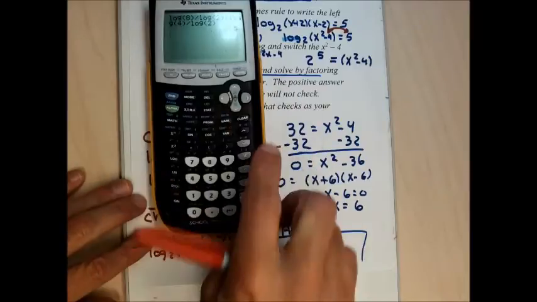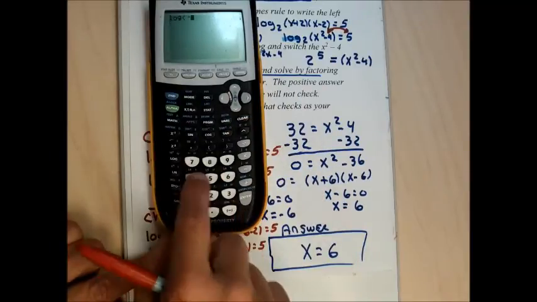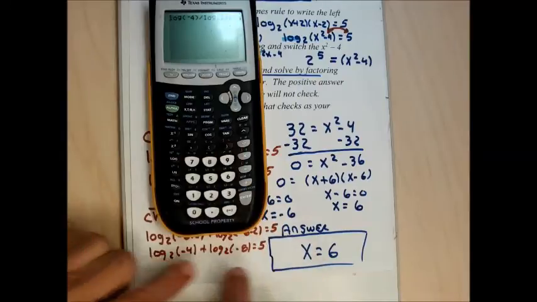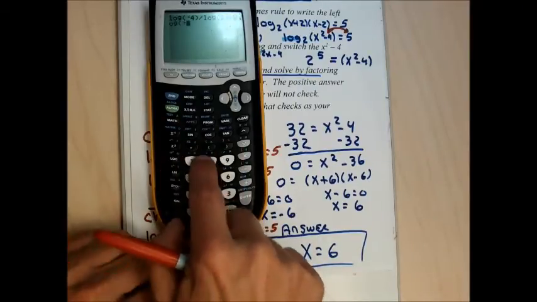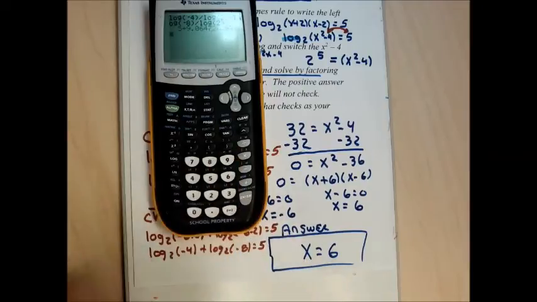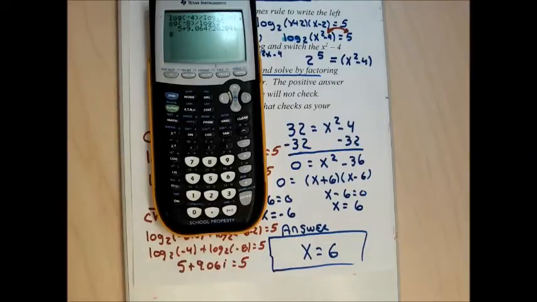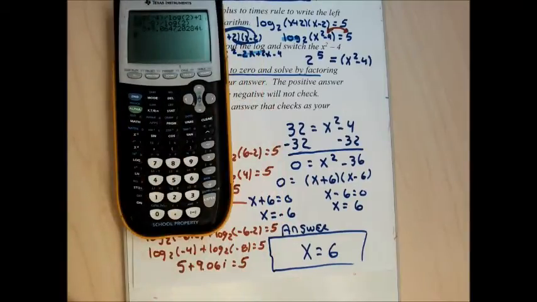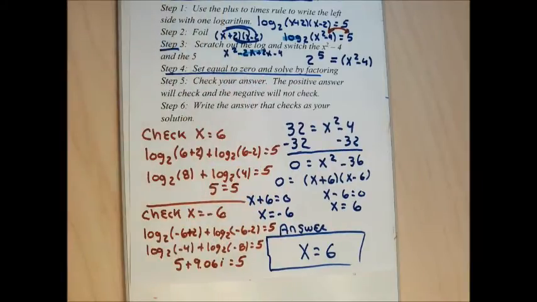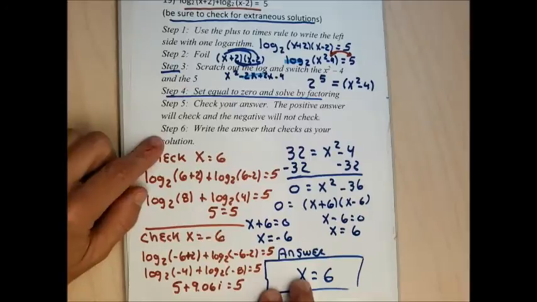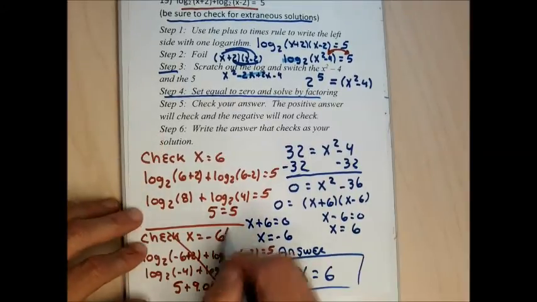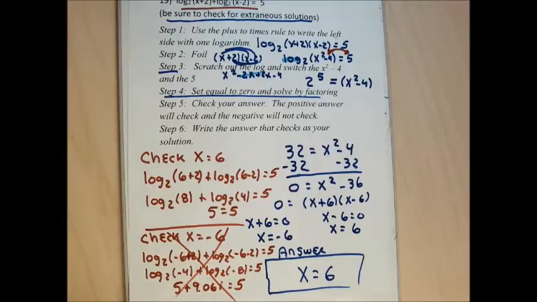But really quickly, let me do that on my calculator. Log of negative 4 divided by log of 2 plus log of negative 8 divided by log of 2. And I get 5 plus 9.06i equals 5. And that plus 9.06i makes it not check. The 5 part works fine, but the i messes it up. So the negative 6 isn't a solution. And for my answer, I'm only going to write the answer that checks. The negative 6 doesn't check because the sides don't exactly equal each other, and I'm not going to include it in my answer.